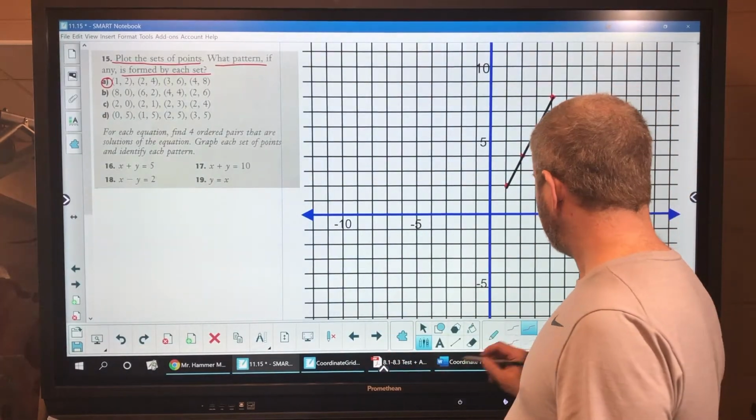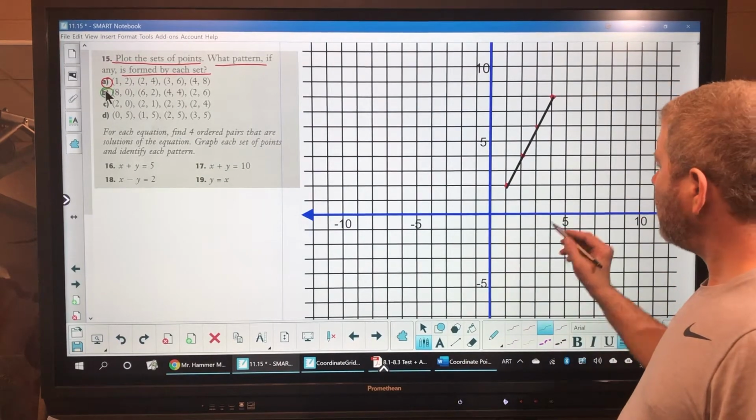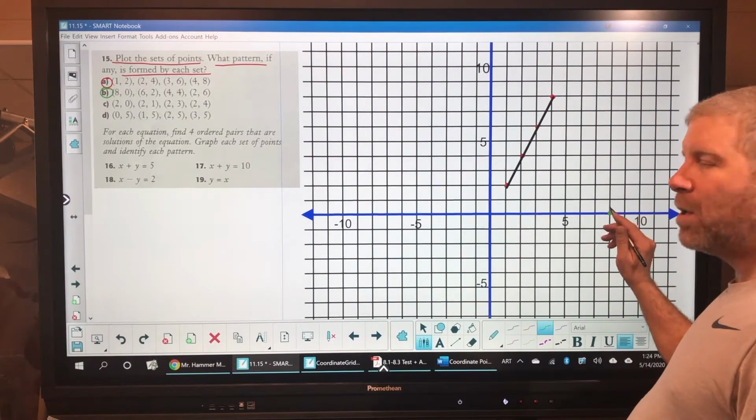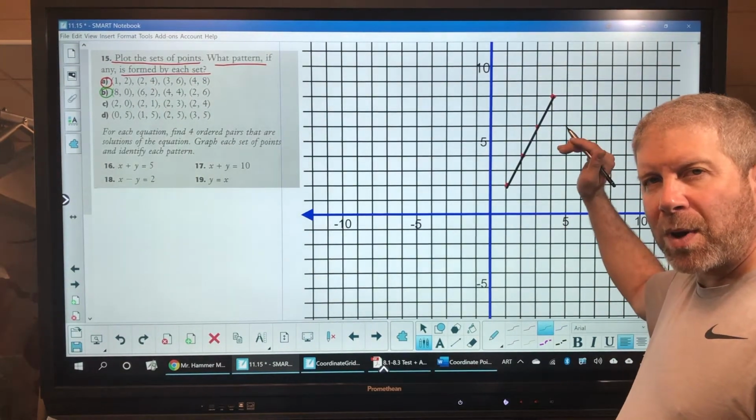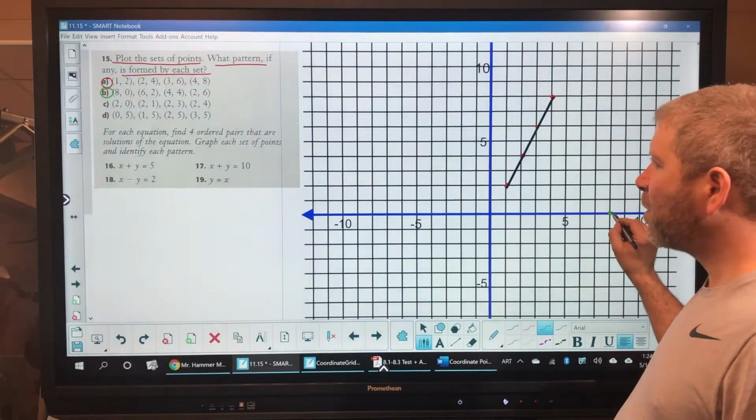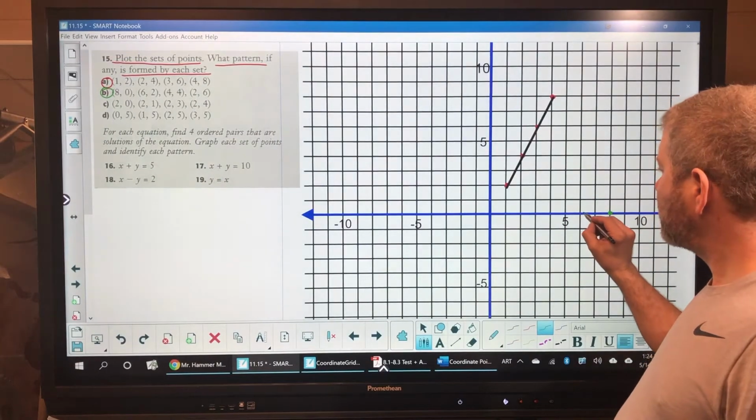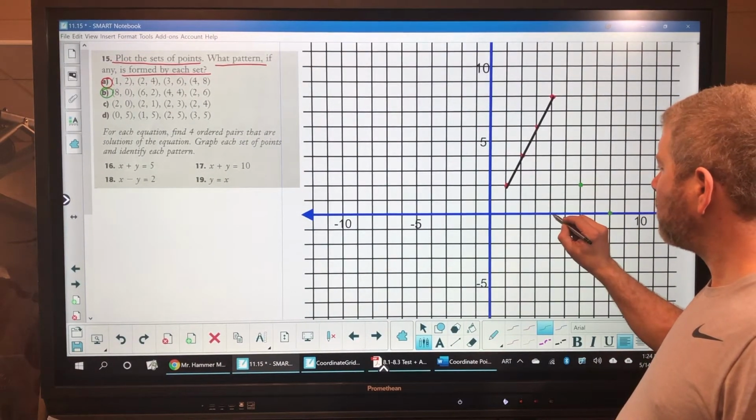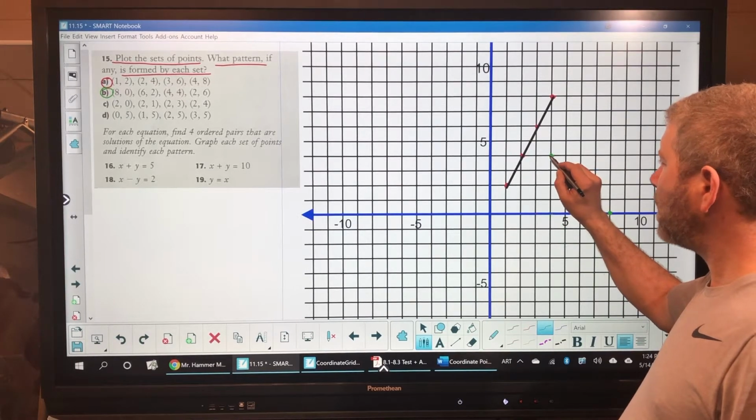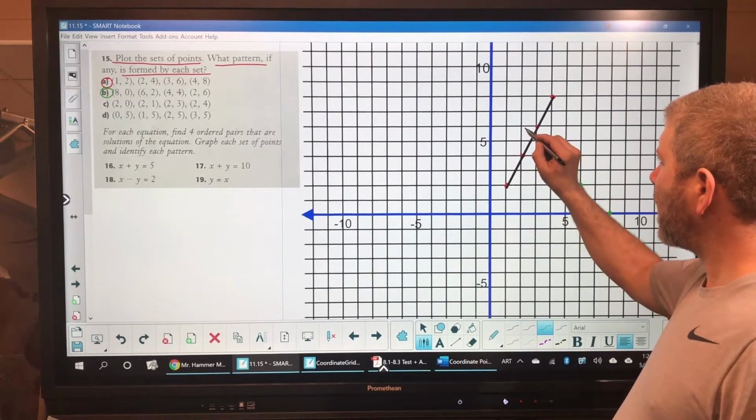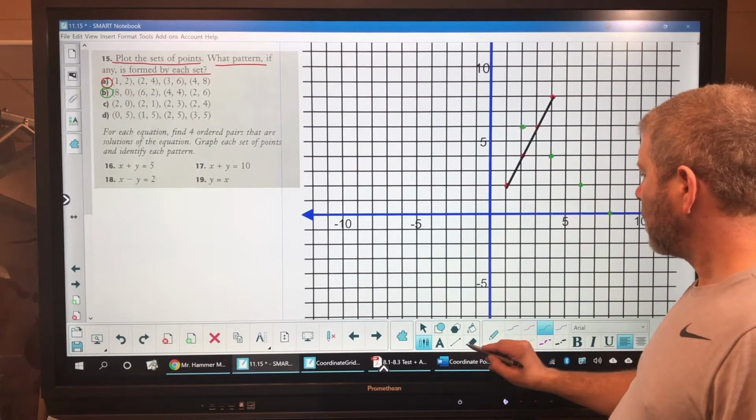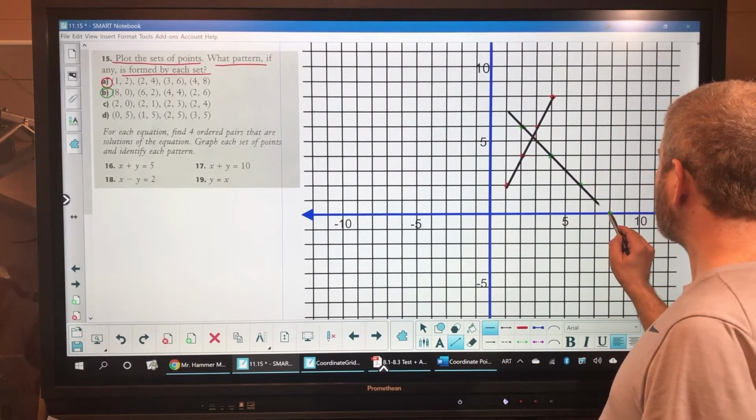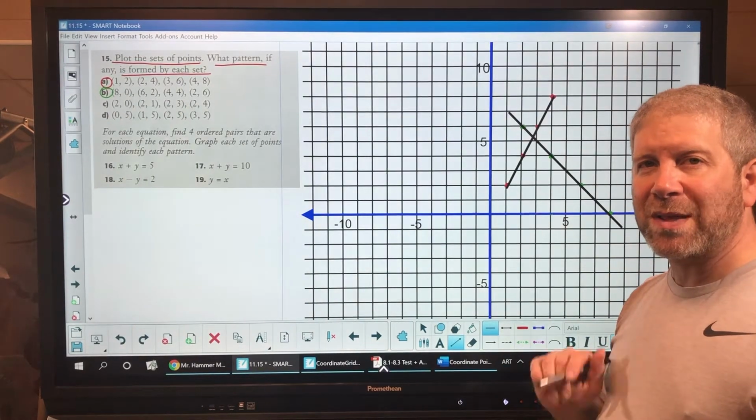Let's look at B. So we're going to start with 8, 0, 8 on the x-axis, and 0, which means we do not go up and we do not go down. So that's going to be right over there. 6, 2, 6 on the x, 2 on the y, which is up over here. 4, 4, 4 on the x, 4 on the y, and 2 on the x, and up 6 on the y-axis. Looks like we have another pattern.